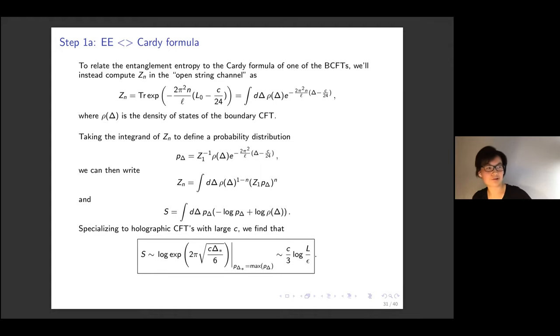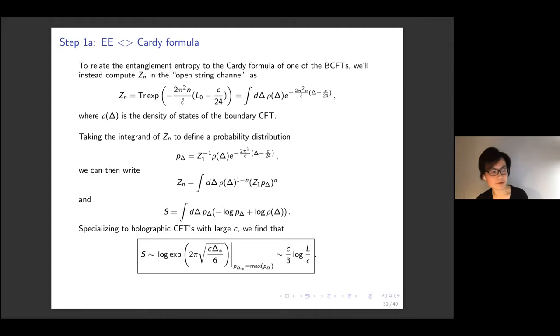Then I'll do the same technical trick as in the earlier parts of this talk and take the integrand of this Z sub n to define this distribution P delta. Rewriting Z sub n in terms of it, we can express the entanglement entropy across an interval in the way at the bottom, which resembles the formulas from the earlier parts of the talk. These are steps you can do for a CFT with any central charge. But for a generic CFT, this distribution P delta will be wide, so it's not a very interesting way of looking at things.